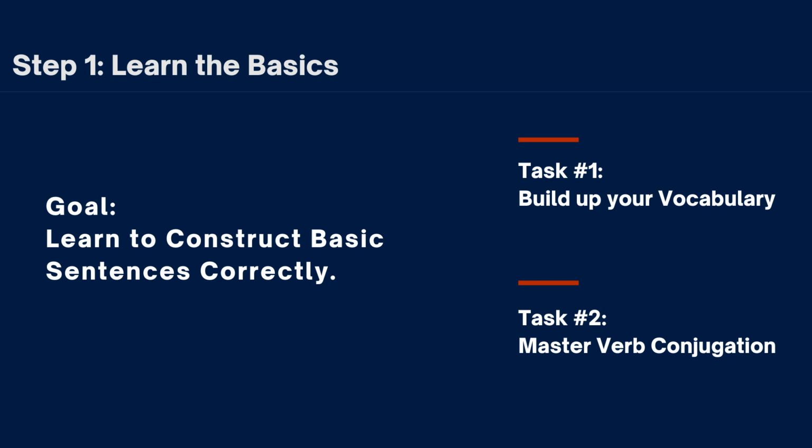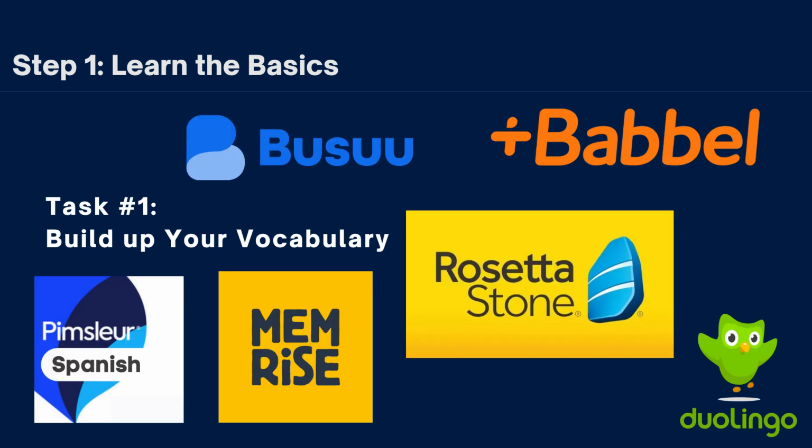The goal of this step is to learn to construct basic sentences correctly. You will achieve this through 2 main tasks: building up your vocabulary and mastering verb conjugation. Now, you can build up your vocabulary through various means. The most common one is to use a language learning app such as Busuu, Memrise, Duolingo, Pimsleur, Babbel, or Rosetta Stone 1 or 2 hours a day.